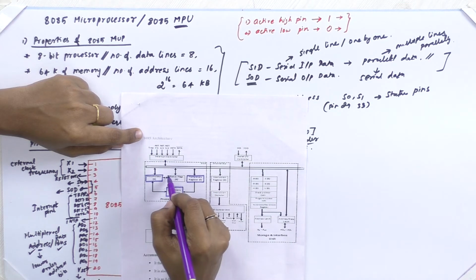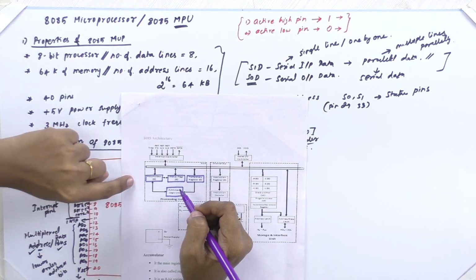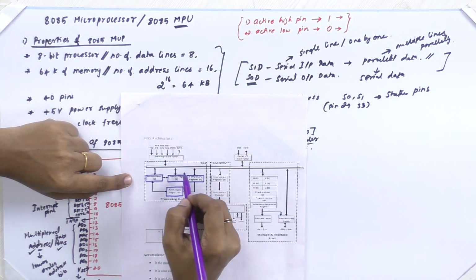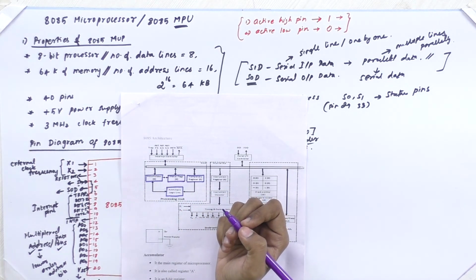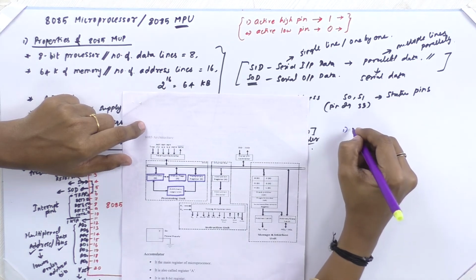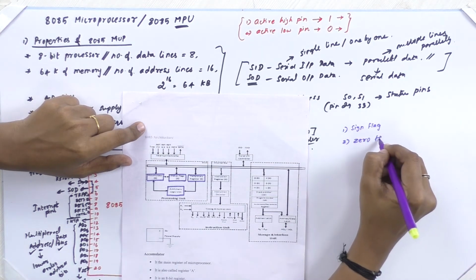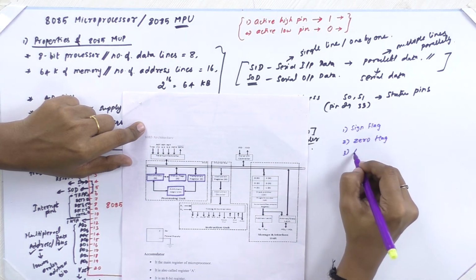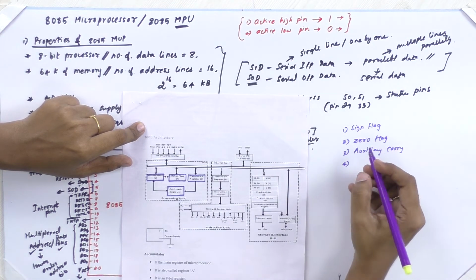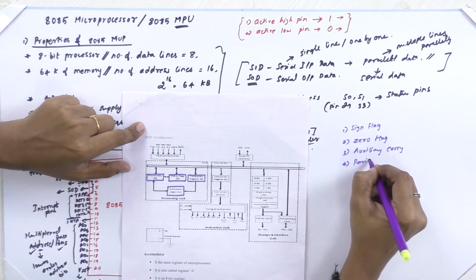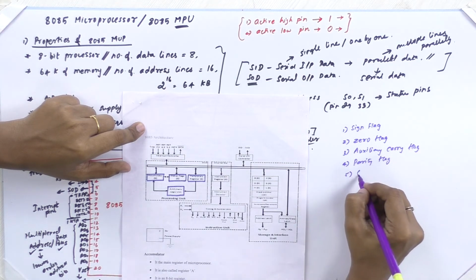Next is the status flag register. It is the register that is used to store the condition of the status flags. So there are 5 types of status flags. First one is the sign flag. Second one is the zero flag. Third one is the auxiliary carry flag. Fourth one is the parity flag. And the fifth one is the carry flag.